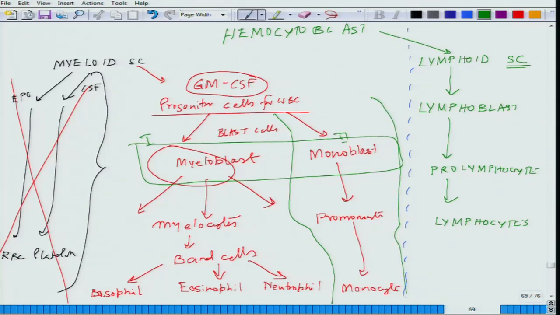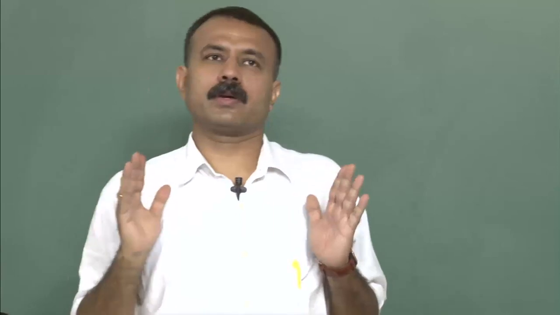So, in sum total, if you look at it, what are the different kinds of white blood cells? You have basophil, you have eosinophil, you have neutrophil, you have monocyte, which are coming from the myeloid lineage, and you have lymphocytes, which are coming from the lymphoid lineage. So, in sum total, there are five different kinds of WBCs.